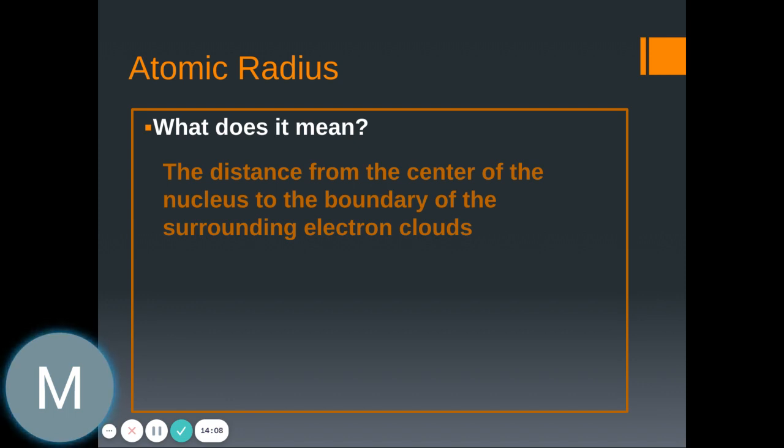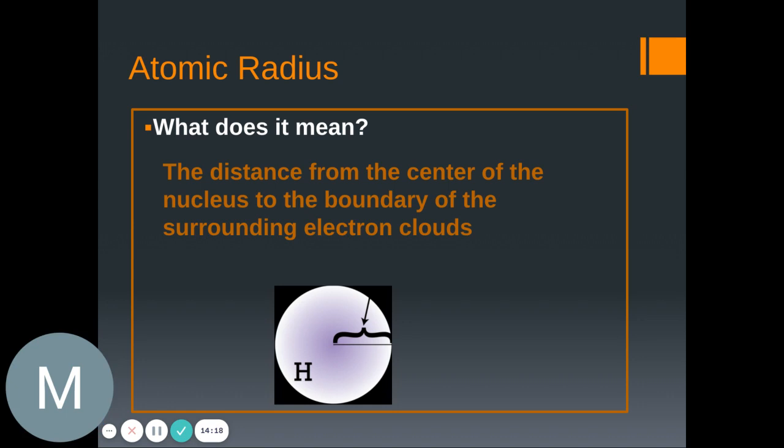It's literally the distance from the center of the nucleus to the boundary of the surrounding electron clouds. That would be the radius, right? If you think of things you've learned back in geometry class, you're looking at the radius, not the diameter. Radius is half of the diameter. So it's the distance from the center of the nucleus to the edge of the farthest out electron cloud. Remember, electron clouds are orbitals: s, p, d, and f. So the farthest out orbital that still has an electron housed in it, what is that distance? That's atomic radius.